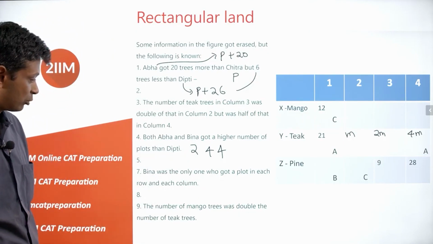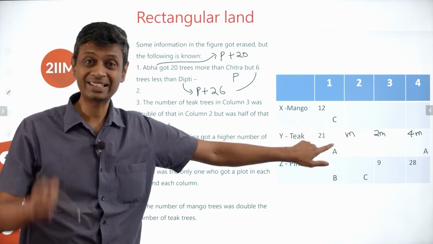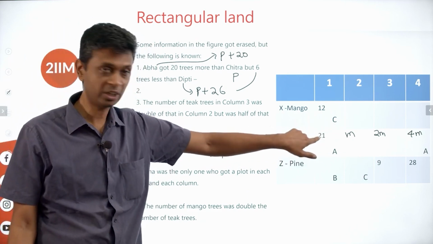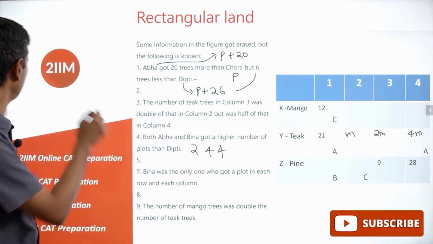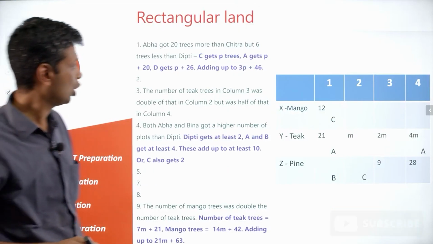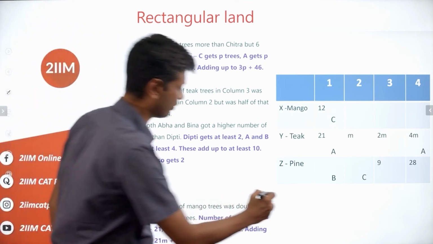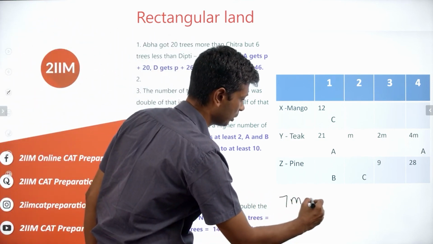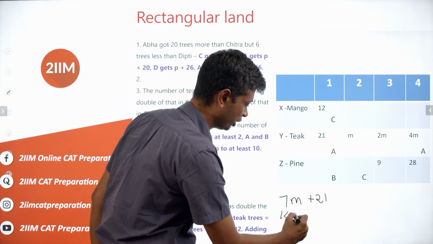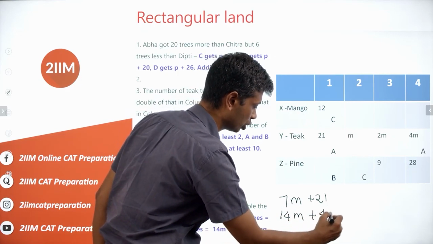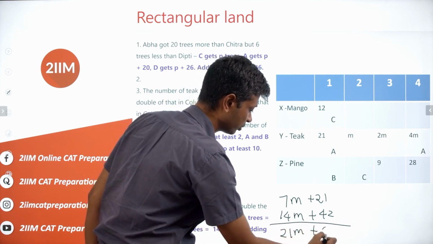We'll come to that. The number of mango trees was double the number of teak trees. I like this because the total number of teak trees we can get in the same variable. M, 2M, 4M, 21. So it is 7M plus 21. So total number of mango trees we can get as well. Let's see if we can put some detail onto this. And so M, 2M, 4M, and then we'll attack this one. And so total number of teak trees is 7M plus 21. So total number of mango trees is 14M plus 42, twice of this.